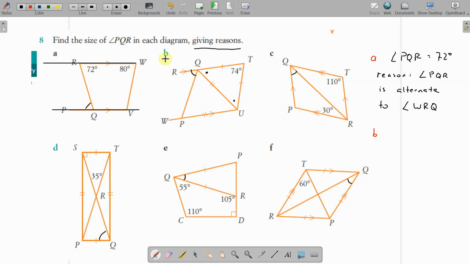Second one, a little bit more to do with this one. We've got parallel lines, we've got transversals, three of them, but we've also got this triangle and this one. This one here, 74 degrees given, and we've got these little markings here, which mean that that line is the same length as that line, which means automatically that this angle where the dot is and that one there are the same. Line lengths the same create angles that are the same. So we can work out what these two angles are before we can get to PQR.